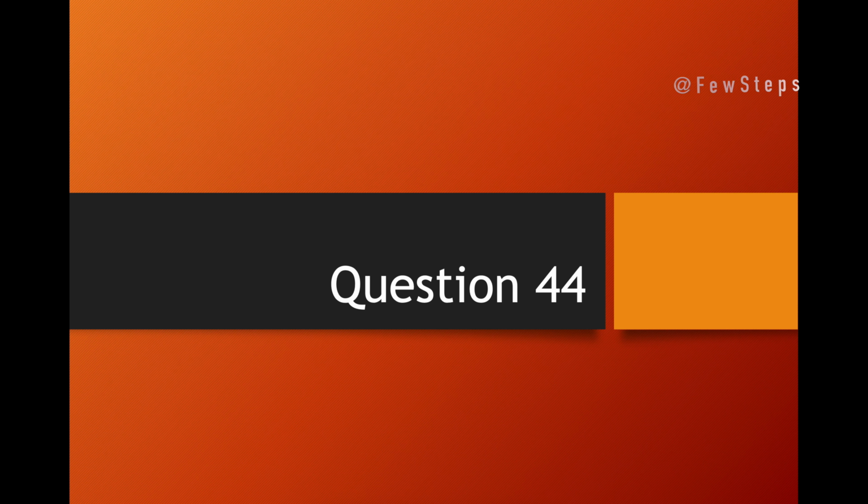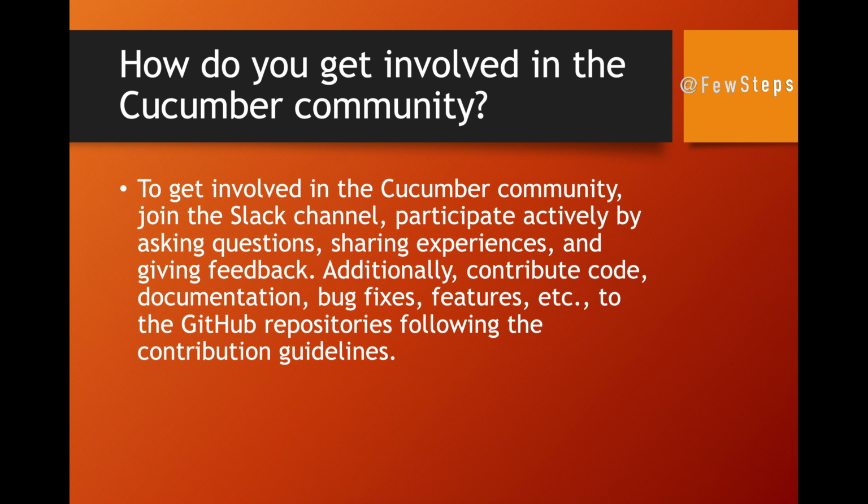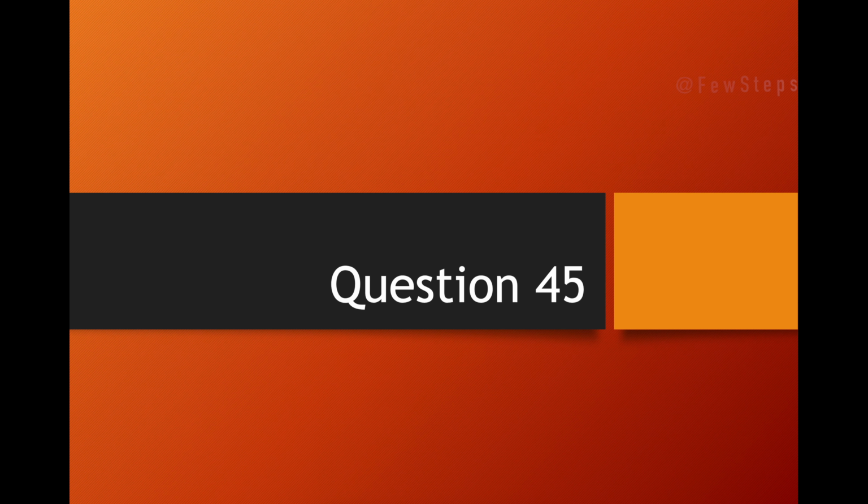Question 44. How do you get involved in the Cucumber community? To get involved in the Cucumber community, join the Slack channel, participate actively by asking questions, sharing experiences, and giving feedback. Additionally, contribute code, documentation, bug fixes, features, etc. to the GitHub repositories, following the contribution guidelines.